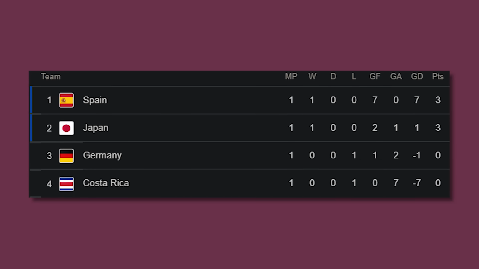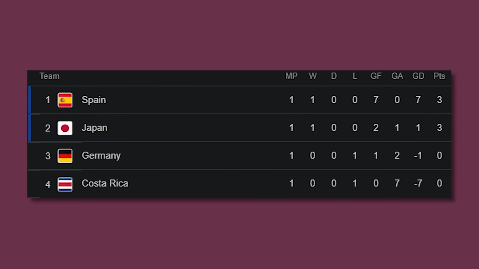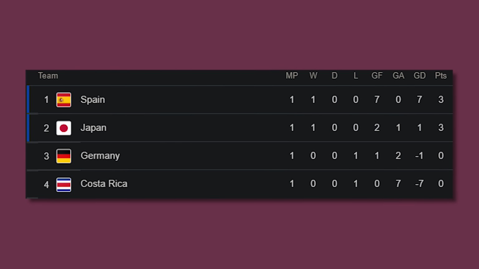Group E is very interesting. Spain are leaders with an overwhelming goal difference. But with Japan beating Germany and their next opponents being an absolutely awful Costa Rican side, this poses a massive problem for the Germans who face Spain next.